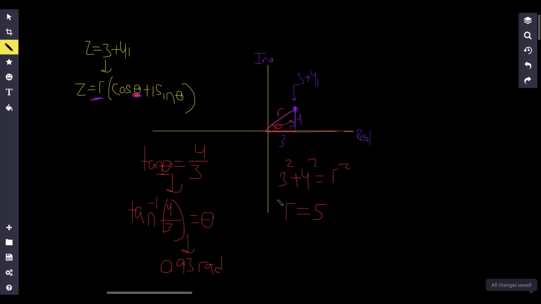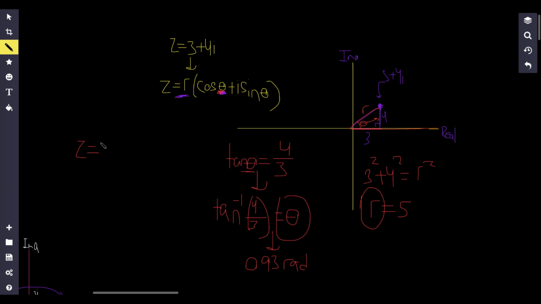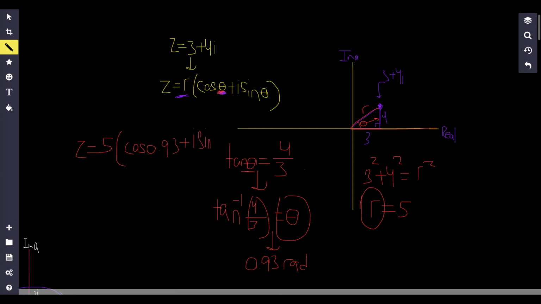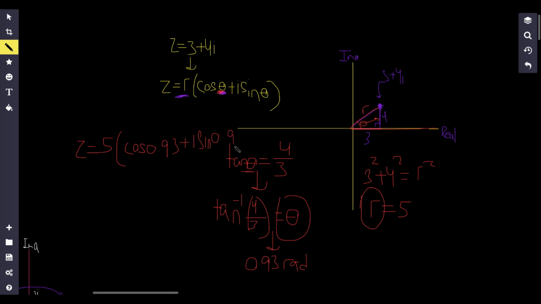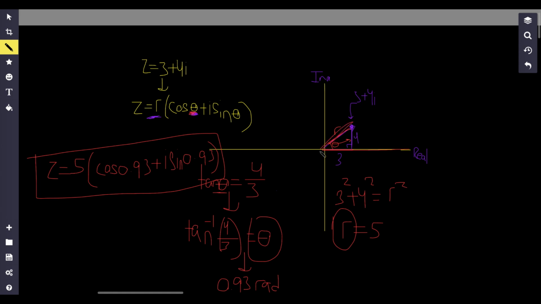Now that we know what r is equal to and what theta is equal to, we can substitute it back into our equation. So we get that z is equal to 5 times cosine of theta, which is 0.93, plus i sine of theta, which is 0.93, and then close parentheses, and there we go. That is how you do these types of problems. You just have to find the magnitude of a complex number and the angle that it creates with the positive x-axis.